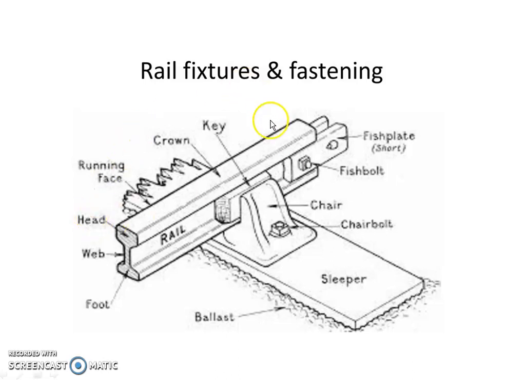So these are the various component parts, the fixtures and fastenings, used to fix the rail, because we won't get the rail in a single length. Each length of rail is only around 11.6 to 12 meters. To connect two pieces, we need a fish plate and fish bolt, and to connect the rail with the sleeper, we need a chair and chair bolt. To maintain the grip, we need the key portion.